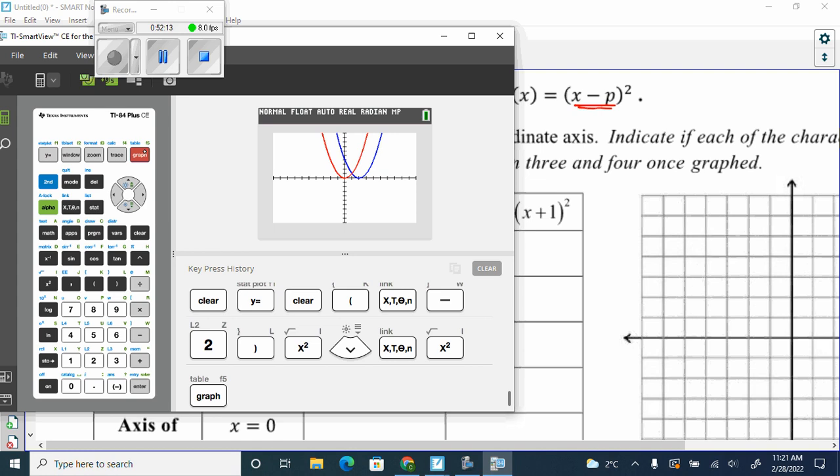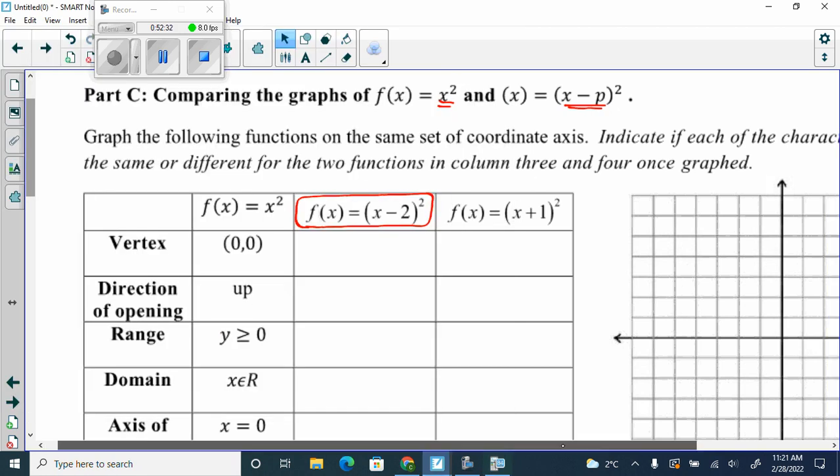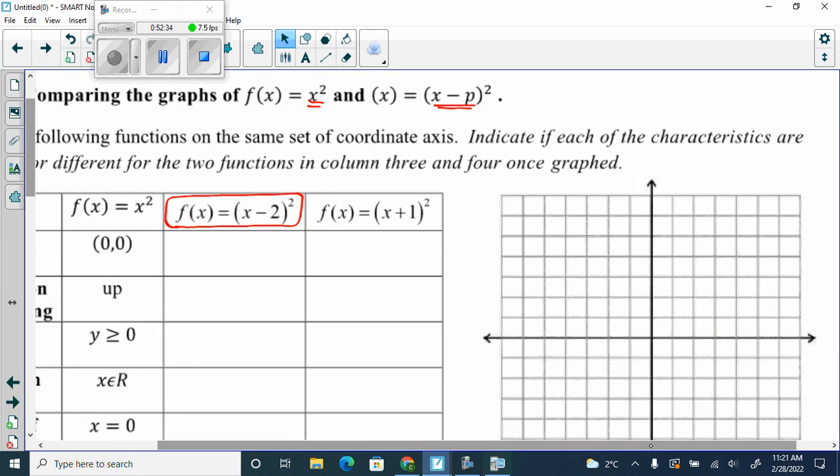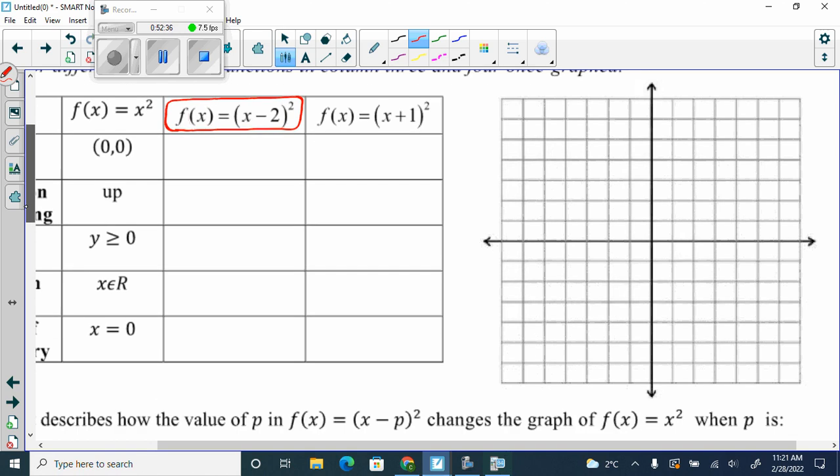Where'd it go? Over 2 to the what? To the right. Wait, it was x minus 2. It moved 2 to the right, didn't it? Yeah. Okay, cool. Let's try it. It's going to move opposite.